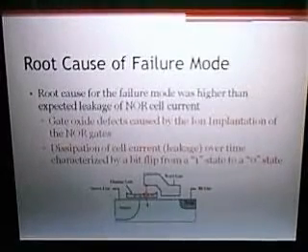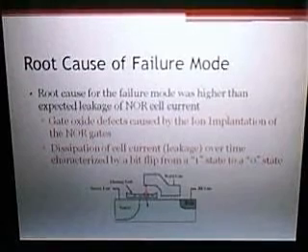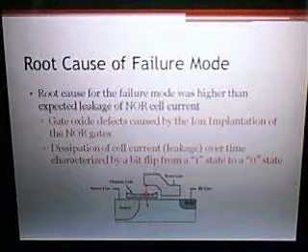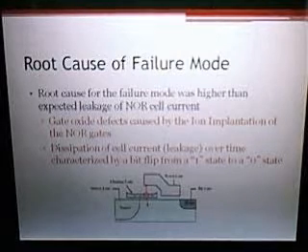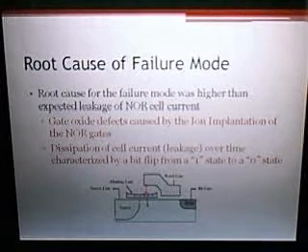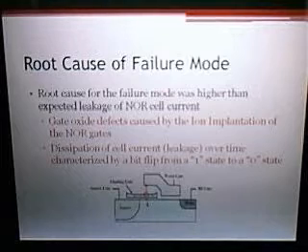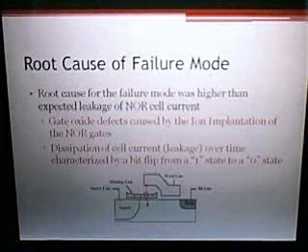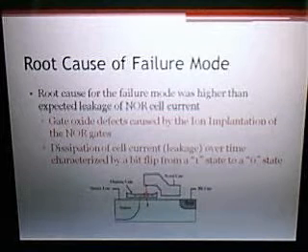The root cause of the failure mode was higher than expected leakage of the NOR cell. You can see here in this diagram a cross section of the NOR cell gate, where we have basically the word line, the floating gate, the source line, and the bit line. This is a functional cross section of one of the many cells contained within the NOR flash.